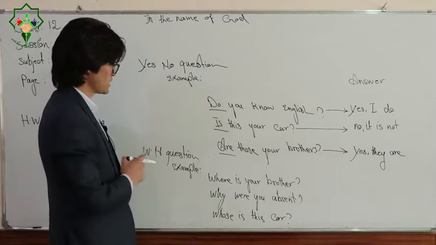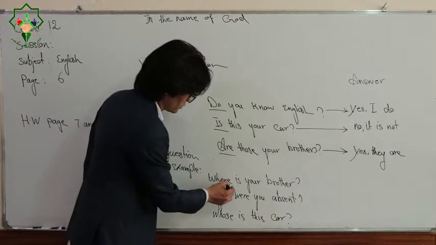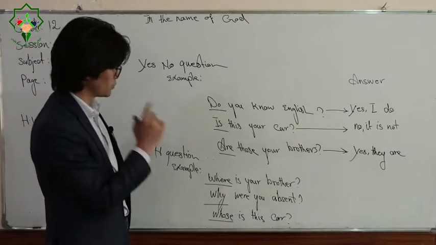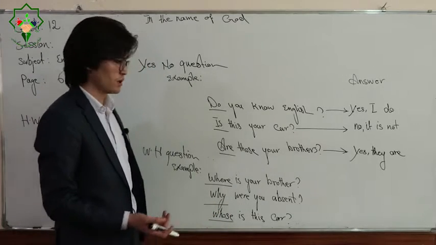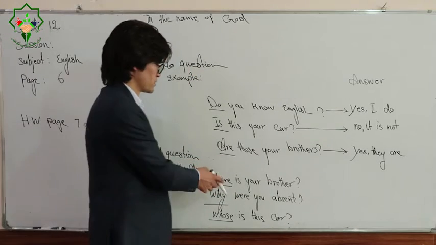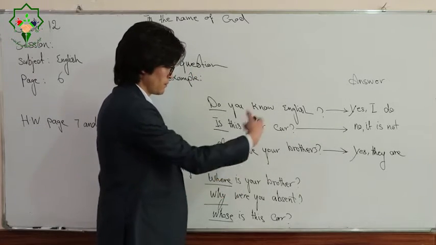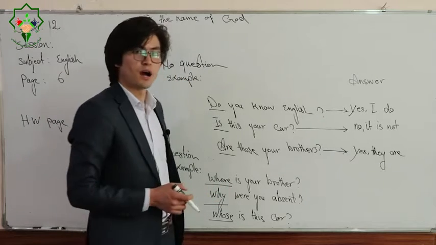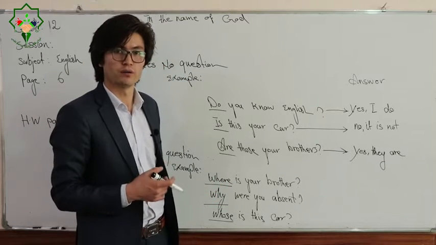But the second one is the WH question. So look, I told you, first we have to use WH words like where, why, whose. Where is your brother? First write the WH word, then the to-be verb, and then the subject. Why were you absent?